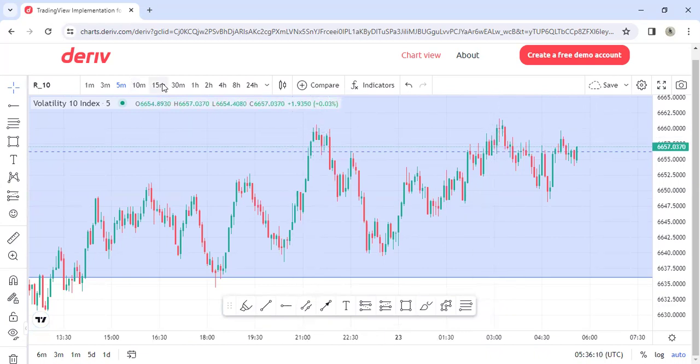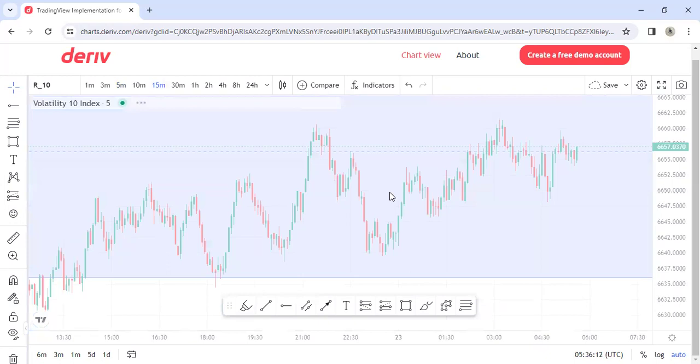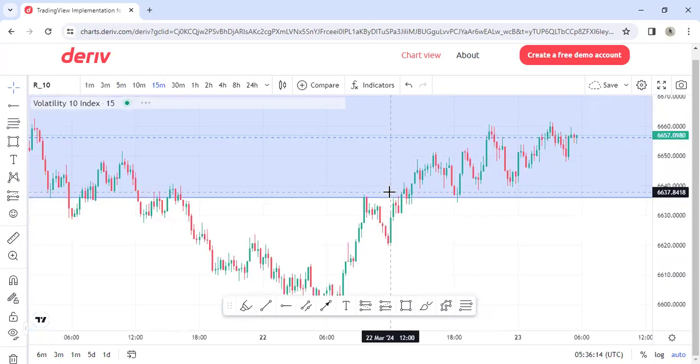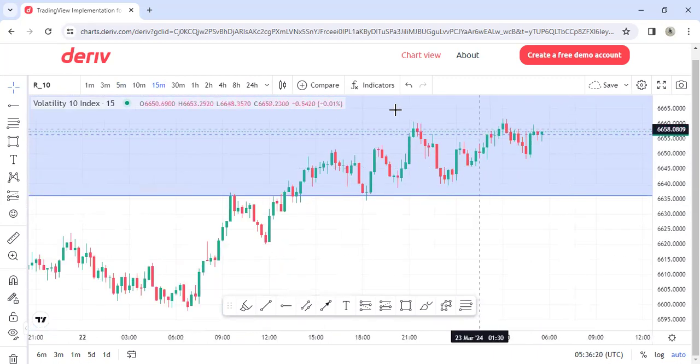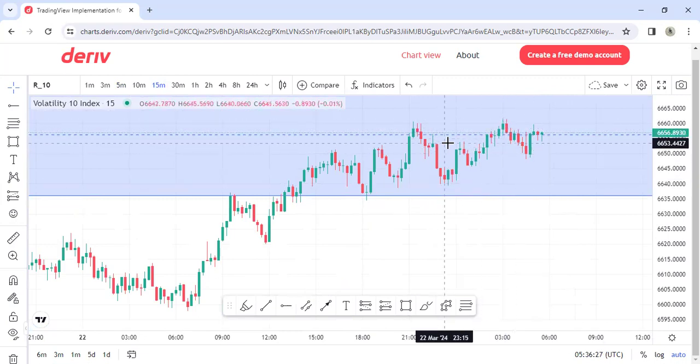As 5 minutes is bullish, look at the 15 minutes chart. We're trying to get a bias for this market because it's looking very tricky. So 15 minutes is still also bullish, right? See, this market broke this high. So 15 minutes is bullish.